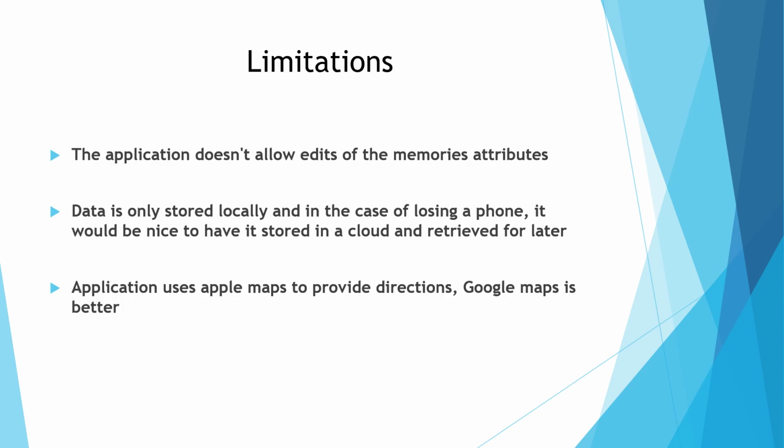And then another one is all the data is stored locally. If we were to use an online cloud or something like Firebase, we would be able to save everything there. And then if the user were to lose their phone or get a new phone, they could easily retrieve all their memories and not lose them. Where right now everything's stored locally, so if something did happen to the phone, you wouldn't have access to your old memories.